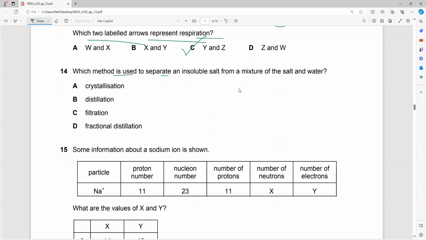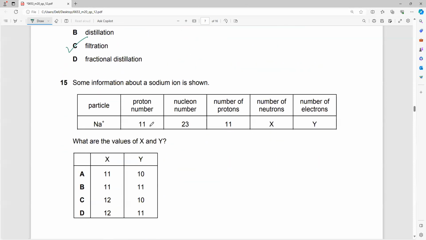Which method is used to separate an insoluble salt from a mixture of the salt and water? Insoluble salt from a mixture and water. What is that? Class 9th it is. Insoluble means simply we can undergo what? Filtration. So that we can get the water separately.